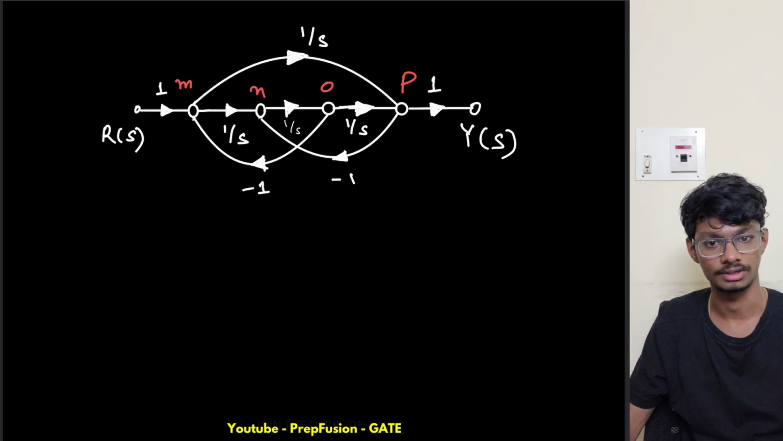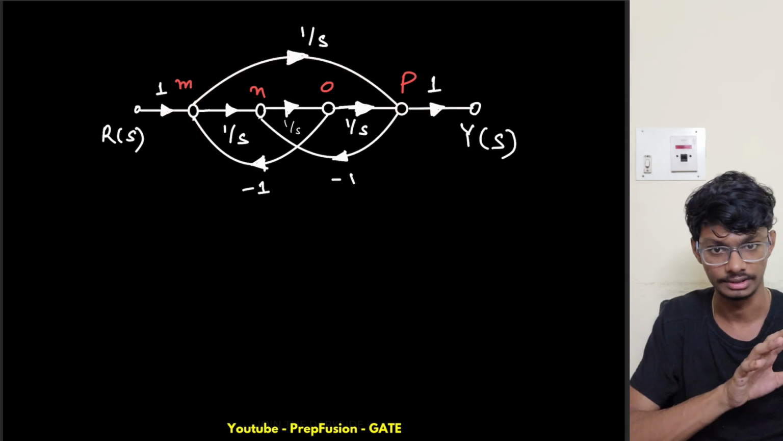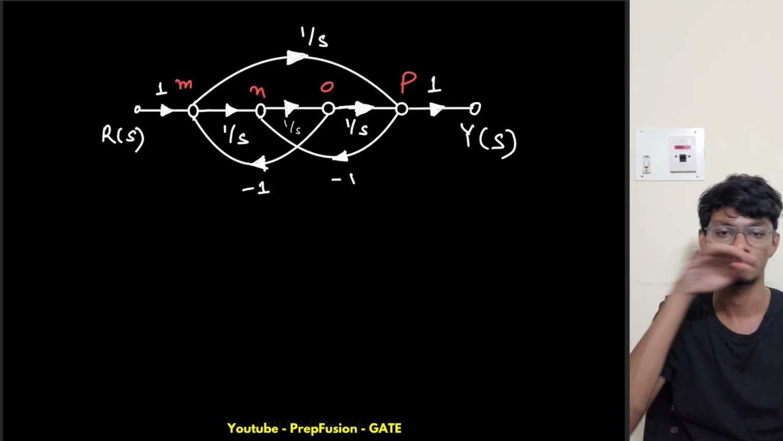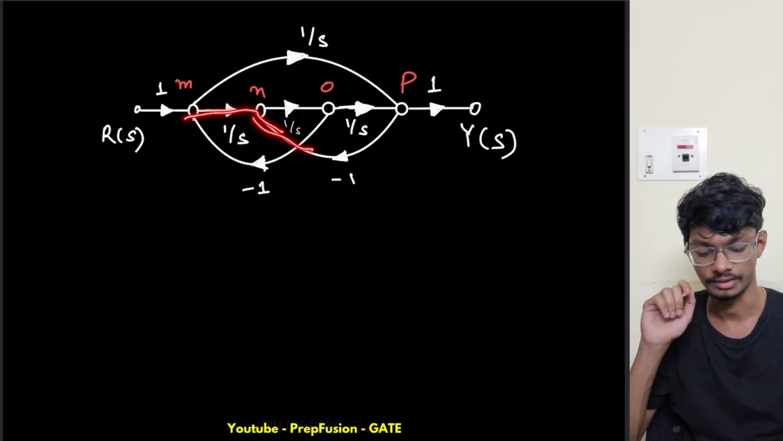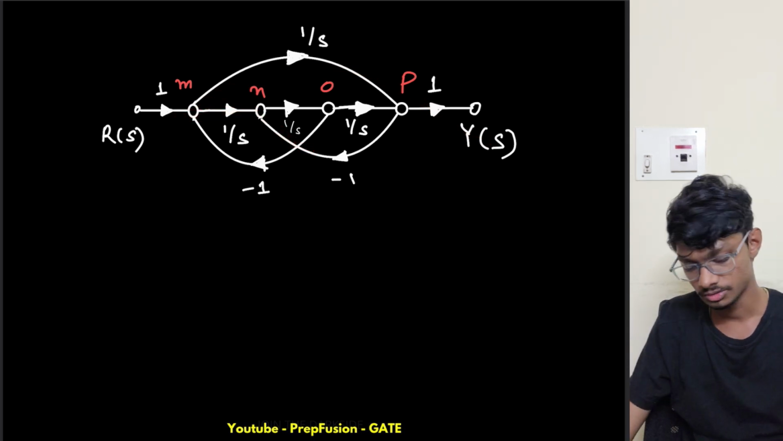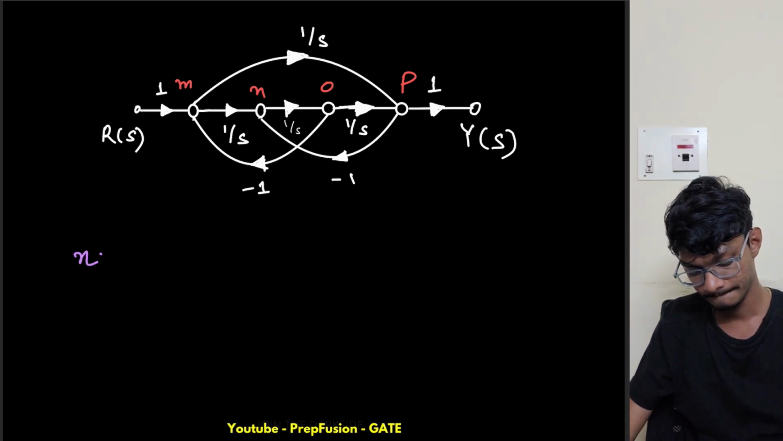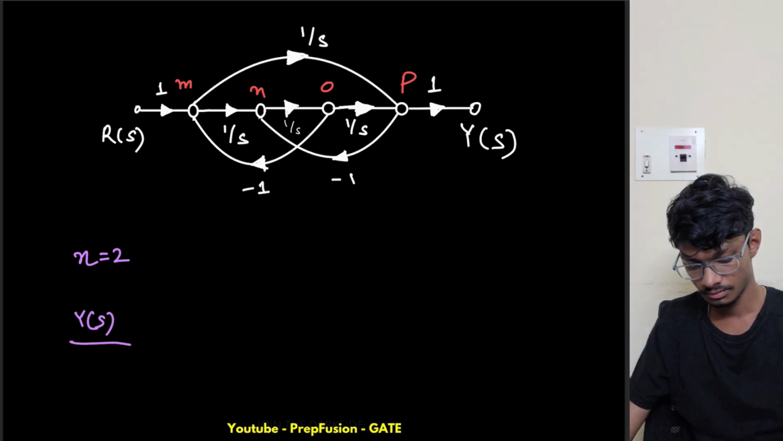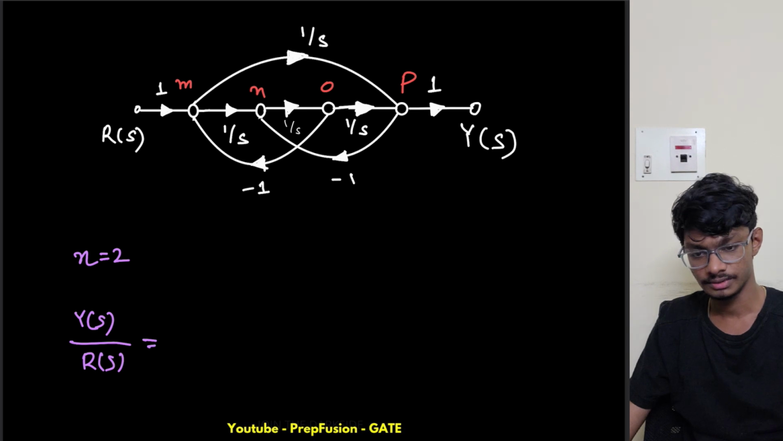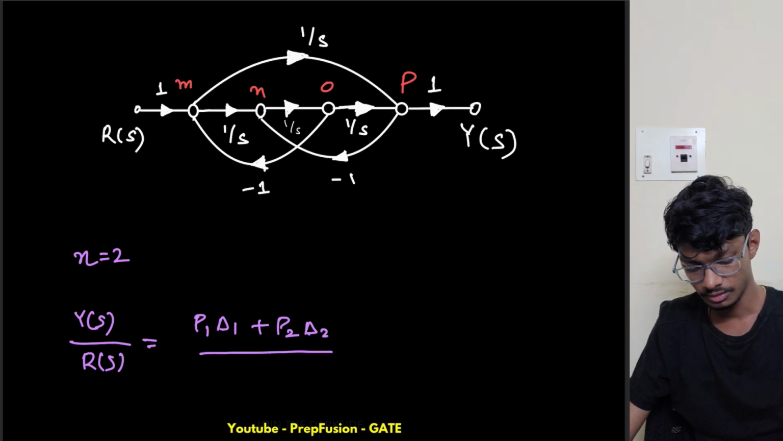Is there any other forward path? So I can go from here, I can go from here, and yeah, I can complete the path, right? I can complete the path to output from input. So this is another forward path. So can I go from here? No, I can't go from here. Okay, there are only 2 forward paths. So n equals 2. Okay, so Y of s by R of s equals simply P1 delta 1 plus P2 delta 2 divided by delta.